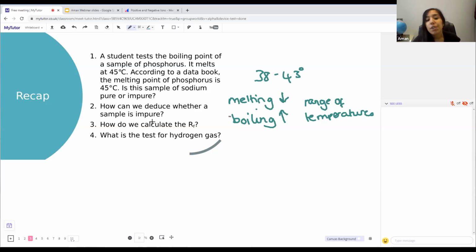So the third question, relating to chromatography, how do we calculate the RF? How do we calculate the RF?